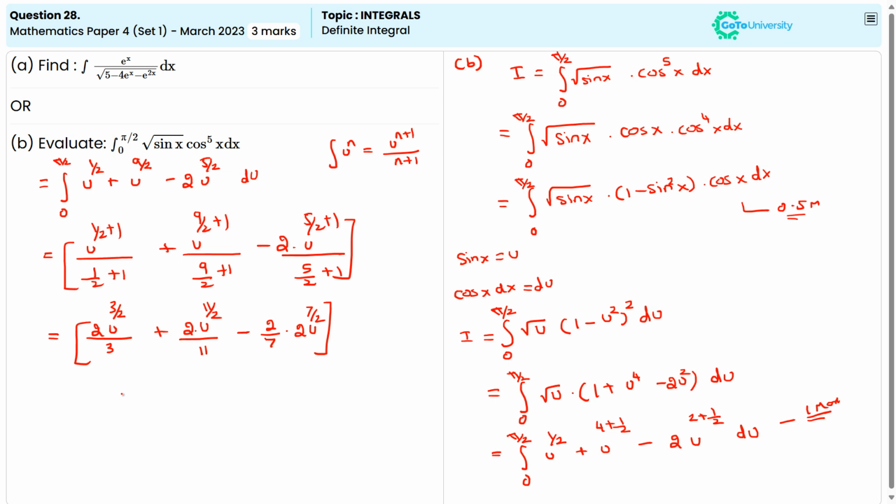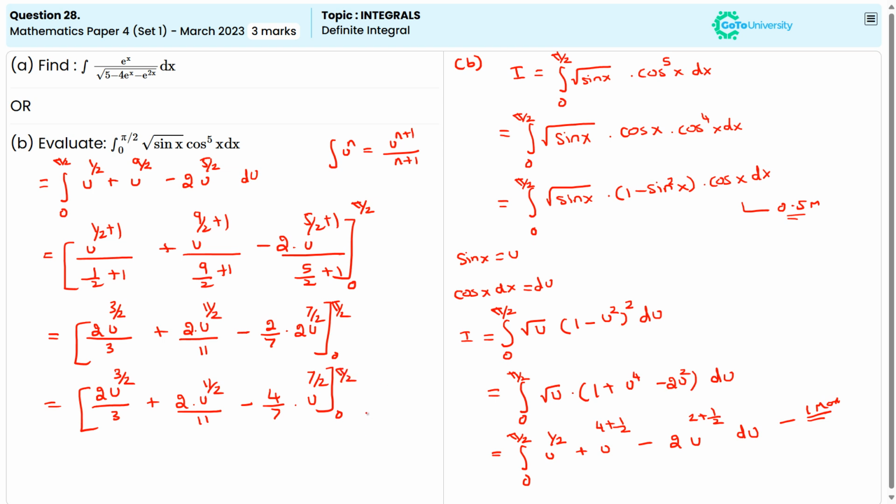Now if you multiply this, we get 2 into u power 3 by 2 divided by 3, plus 2 into u power 11 by 2 divided by 11, minus 2 times 2 is 4, so 4 by 7 into u power 7 by 2. And we have the limits from 0 to pi by 2.